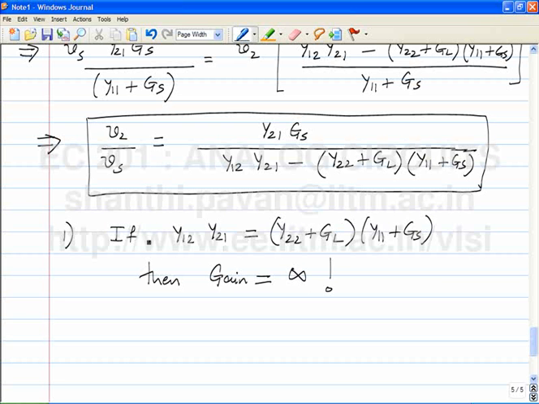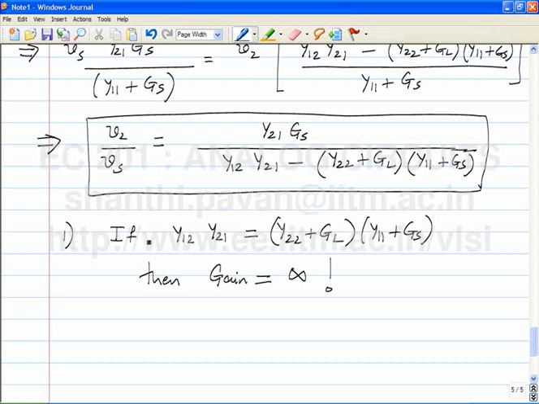So as an engineer, what is the easiest way of eliminating this possibility altogether? One way of doing it is to say the problem term is Y21, Y12. So one simple way of eliminating this possibility altogether is to simply avoid this difference of two terms in the denominator. If you want to avoid the difference of two terms, you just make one term 0.